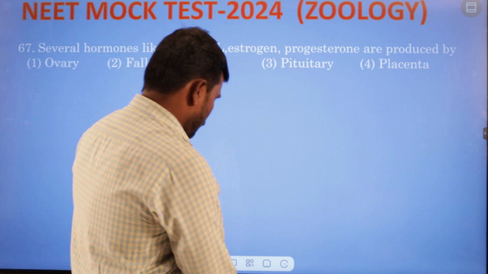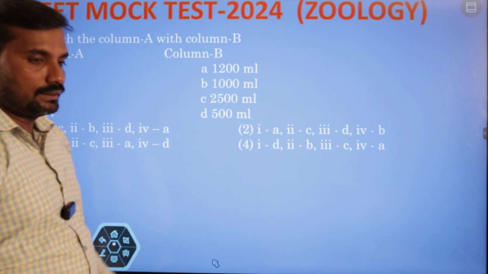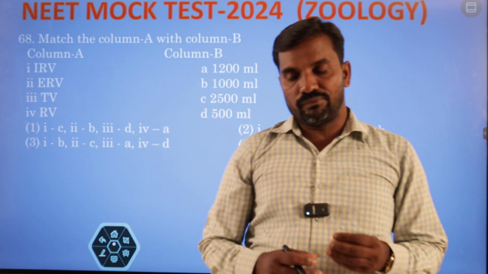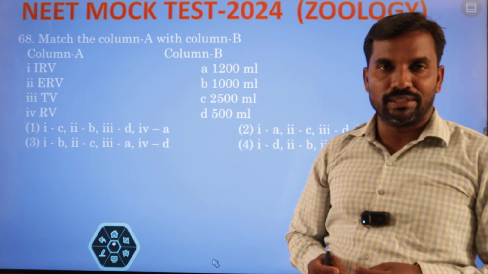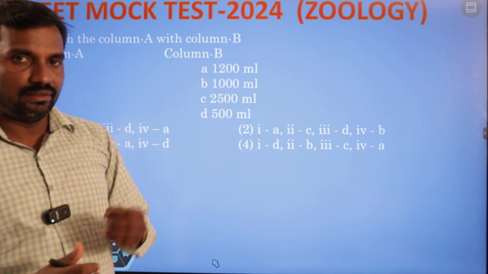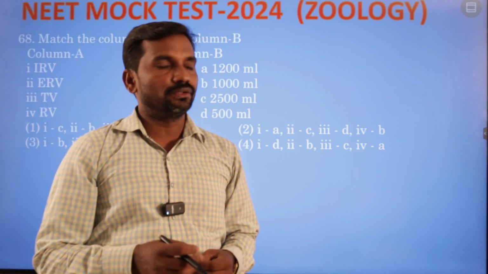When you go to 68 questions. Question number 68 is once again related to breathing and exchange of gases. First we need to understand inspiration, expiration, the mechanism of breathing, the exchange of gases, how the oxygen is going to be transported, and how the carbon dioxide is going to be transported. Everything is important.